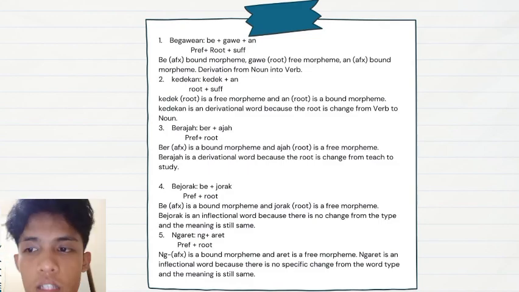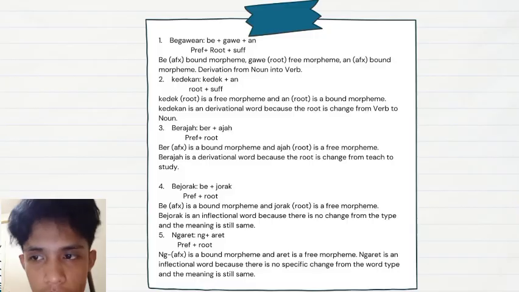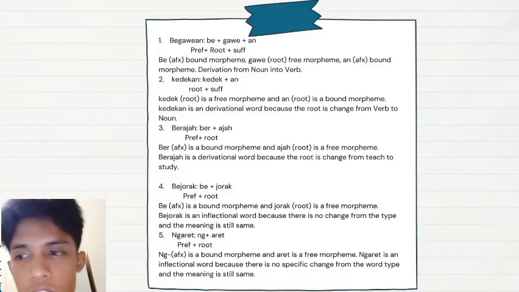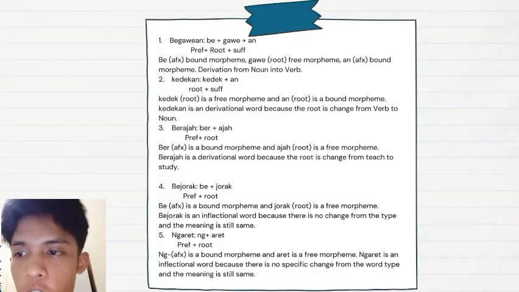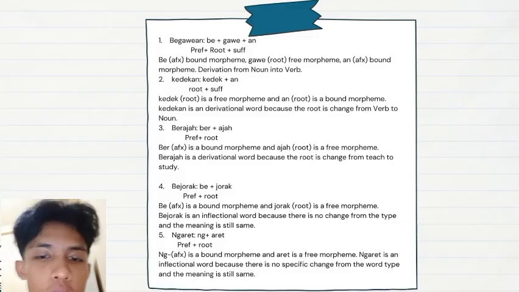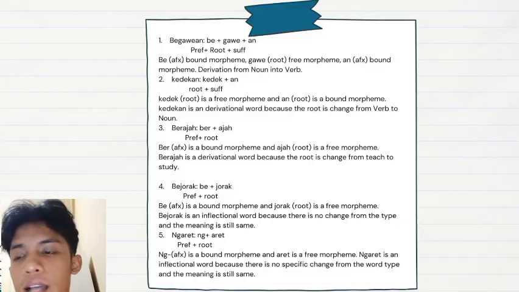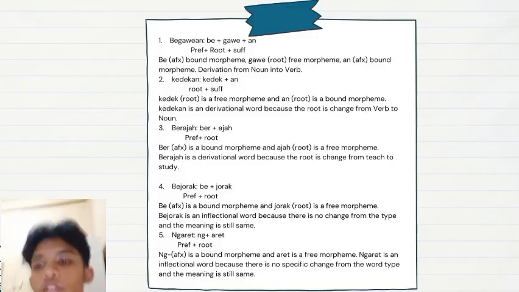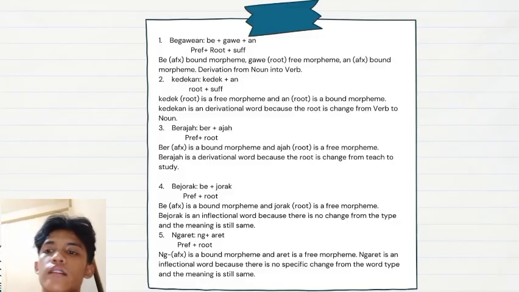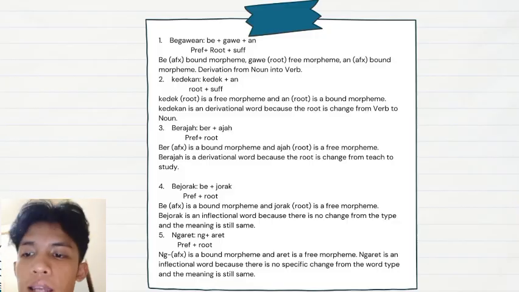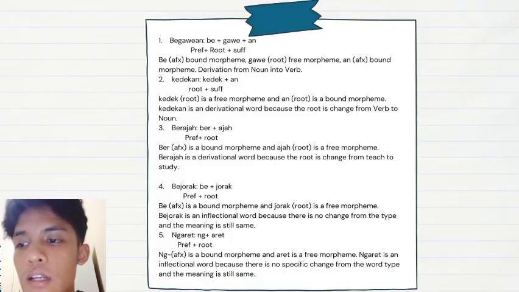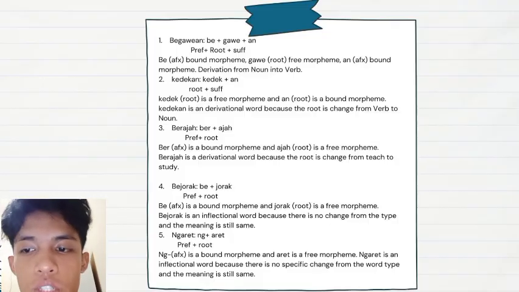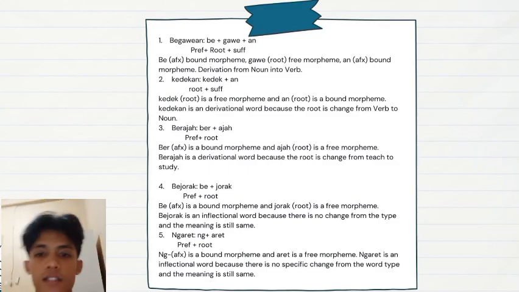The third is braja. Like kadekan, braja is created by just two morphemes. The first is ber, the prefix, and ajah is a root. Ber, like an affix, is a bound morpheme, and ajah, the root, is a free morpheme. Braja is a derivational word because the root is changed from teach to study.